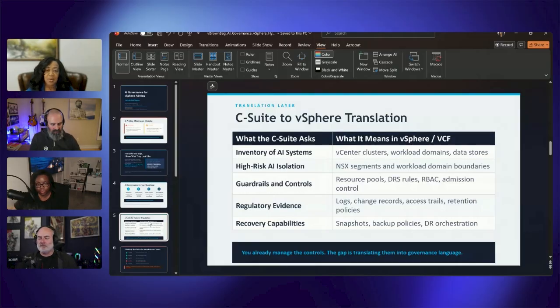And the takeaway here is, as admins, you already manage the controls. It's really just the gap about translating them into governance language. And now AI kind of adds that extra layer. So it becomes more important as you get into governance that you understand the AI impacts as well.